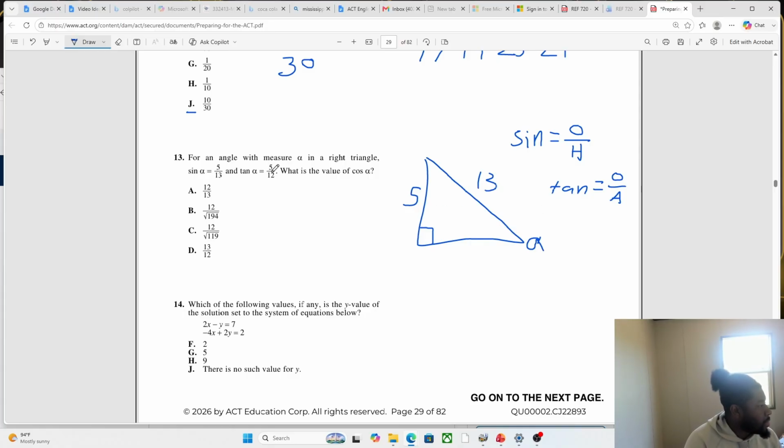Let's see. So opposite is still 5. That makes sense. Adjacent is the side that is next to the angle, but not the hypotenuse. So that's 12. Cool. So cosine equals adjacent over hypotenuse. We already labeled our sides: opposite, adjacent, and hypotenuse. There you go. So cosine of alpha is going to be 12 over 13.